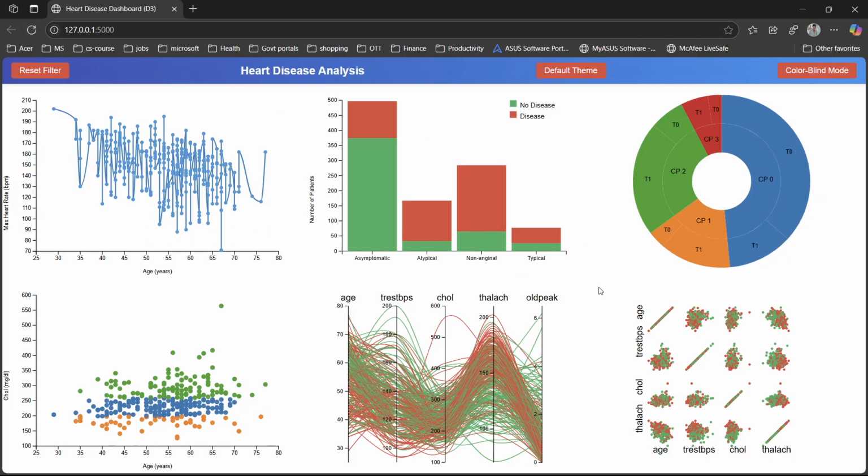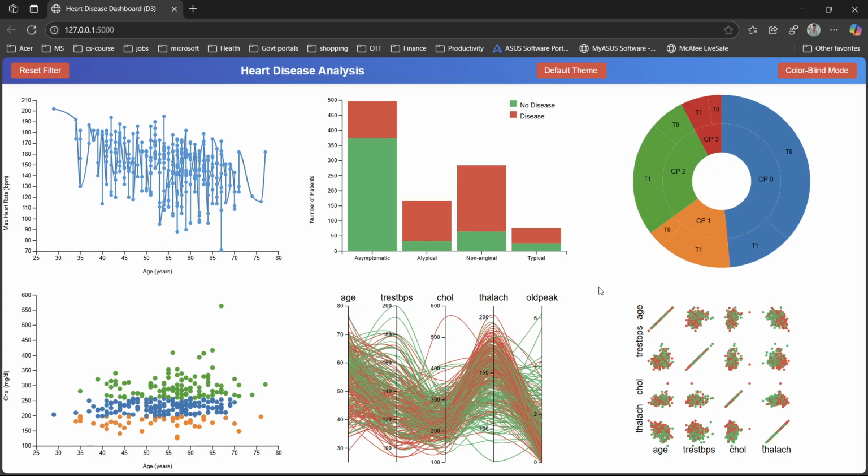Hello everyone. This is the heart disease analysis dashboard that my teammate and I developed using D3JS. The purpose of this dashboard is to transform complex heart disease data into clear, dynamic, and interactive visuals that can assist various users in understanding the factors contributing to heart disease.